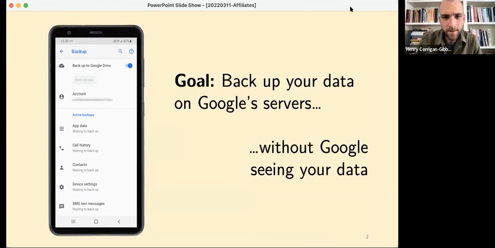So the topic of this talk is the following problem. You have a device like an iPad or a phone, and you want to back up your data, say to Google servers, but without Google being able to see your data. And backup is important, obviously, because people lose their devices all the time. And at the same time, security is important. You don't want Google necessarily to be able to look at whatever your encrypted messages and all the data that you have on your device.